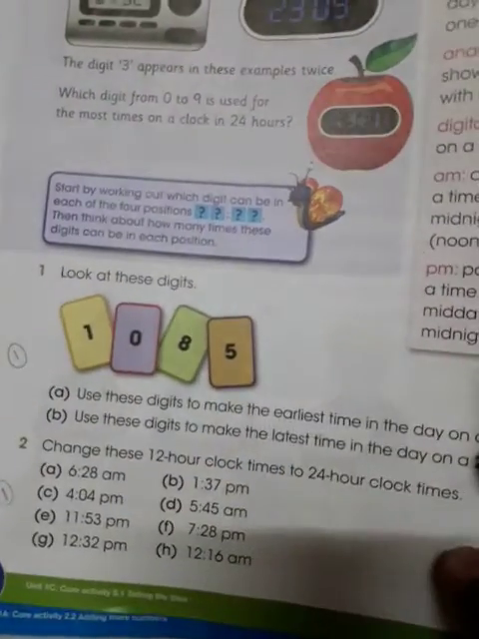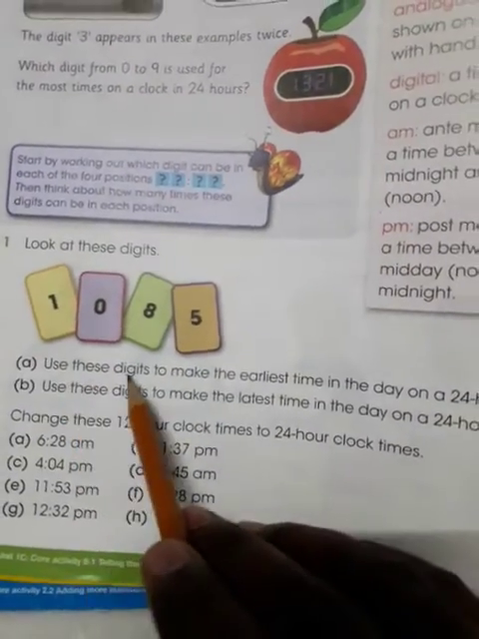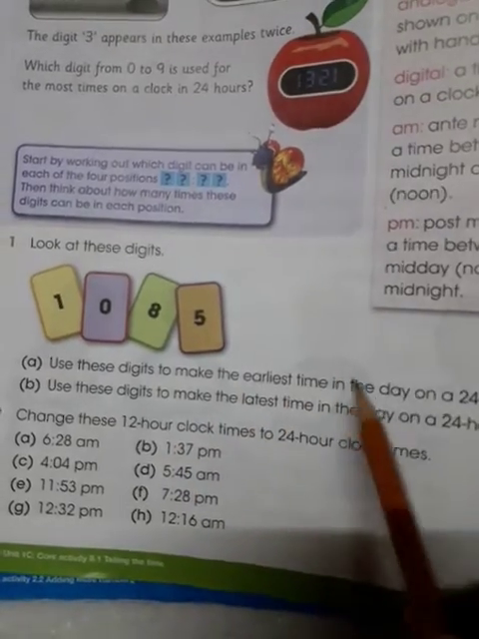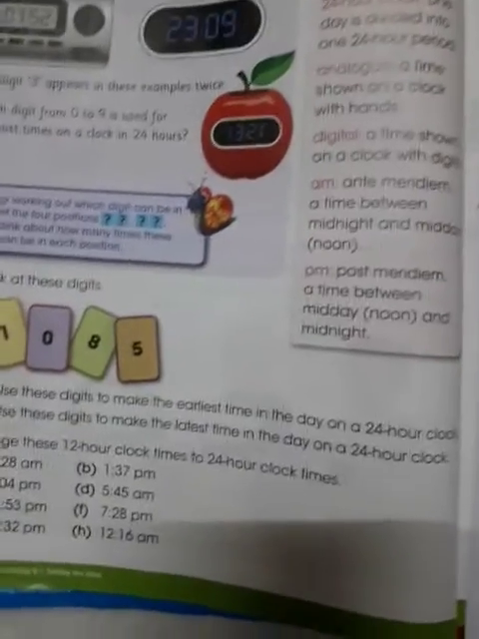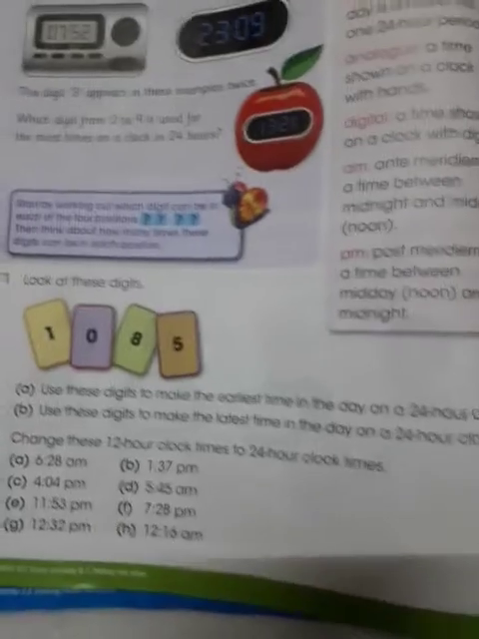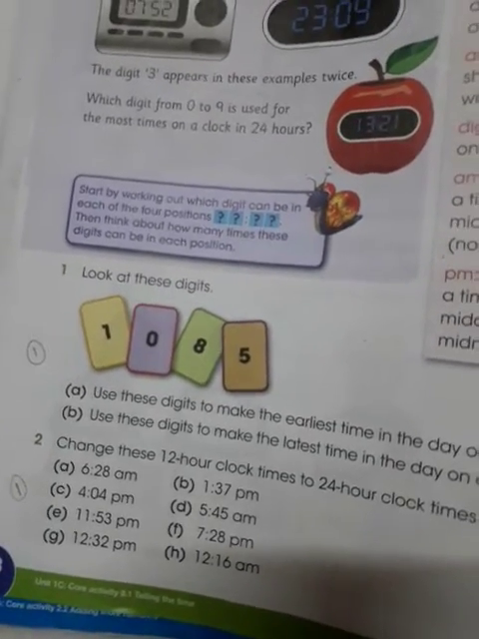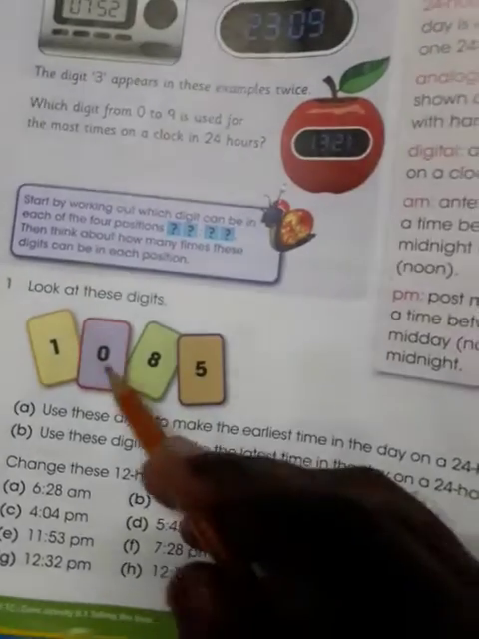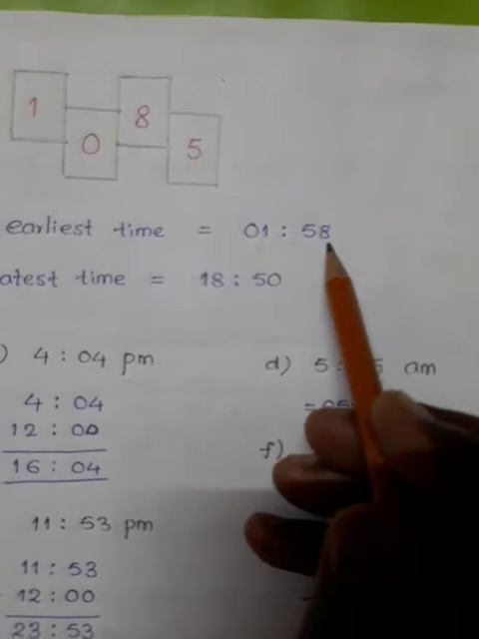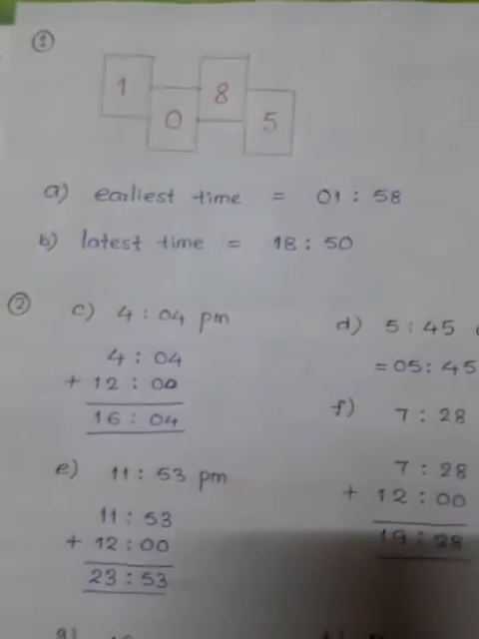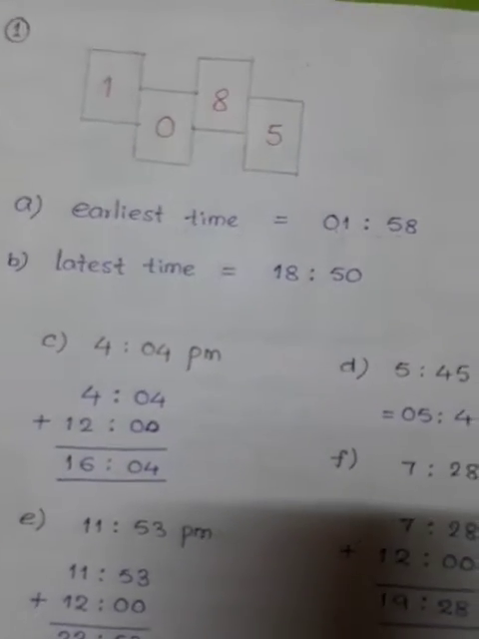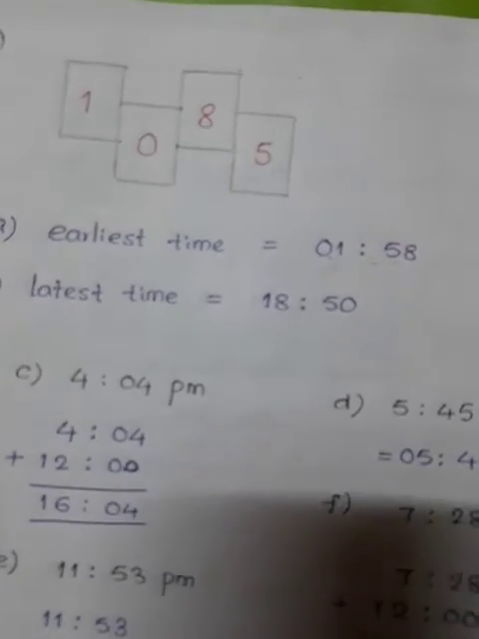There are the digits 1, 0, 8, 5. Use these digits to make the earliest time in the day on a 24 hours clock. The earliest time is when the day starts. The day starts from what? Midnight. The day starts from 00:00, all zeros. So the first one is 01, and we have 0158. That means 1:58 am in the midnight. We have no need to write am and pm because this is a 24 hours clock.